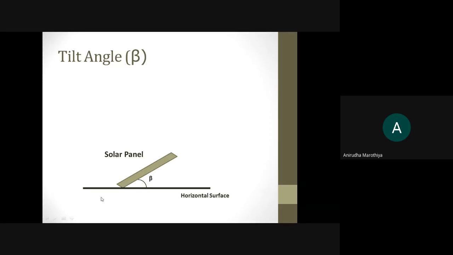So here on the diagram I have indicated the horizontal surface, and this is nothing but your plane of consideration. It may be anything. It may be a solar cooker, or it may be a solar panel, or solar photovoltaic system. And this angle is nothing but beta, which is nothing but your tilt angle. So you just tell me how to define tilt angle. कैसे define करेंगे tilt angle को? Anybody? How to define tilt angle?